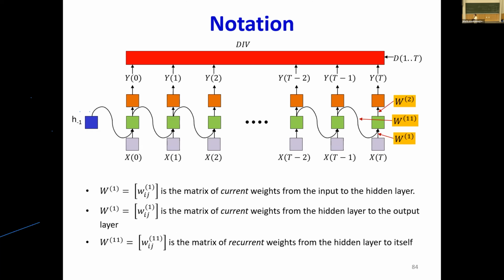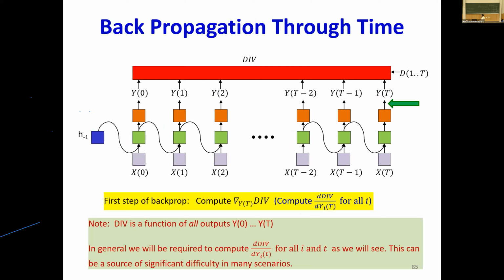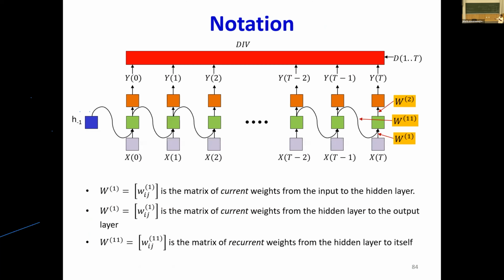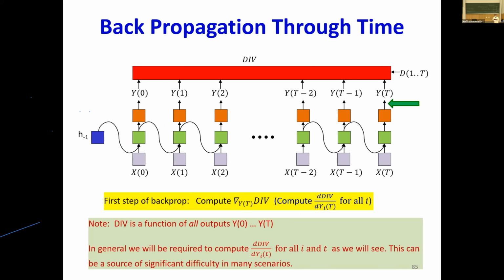So let's see how the computation is performed. I have some bugs on the slides, but I'm going to be representing the superscript W superscript 1. The second row is kind of messed up, okay? W superscript 1 represents the set of weights going into the first layer. W superscript 2 represents the set of weights going into the second layer. W11 represents the recurrent weights over here.